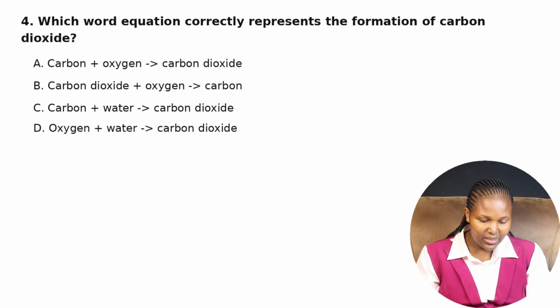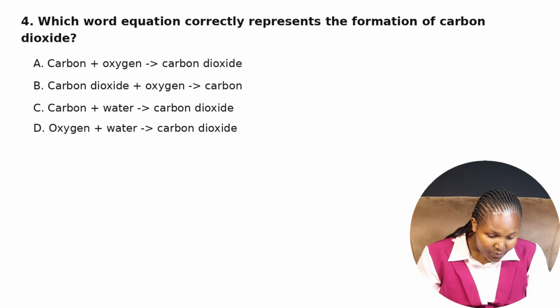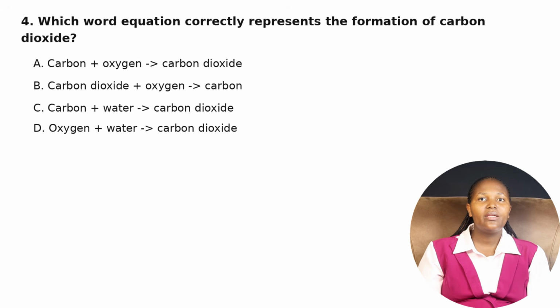And with that, let us go to question number 4. Which word equation correctly represents the formation of carbon dioxide? We have A. Carbon plus oxygen equals carbon dioxide. B. Carbon dioxide plus oxygen equals carbon. Then C. Carbon plus water gives carbon dioxide. Then D. Oxygen plus water gives carbon dioxide.